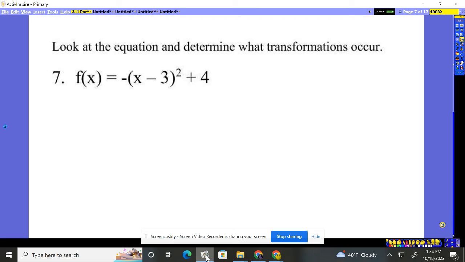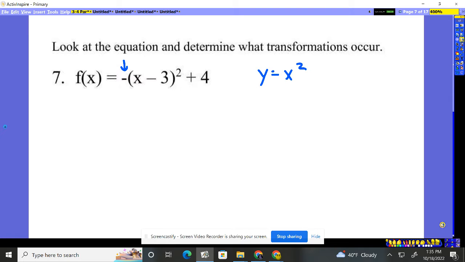All right, number 7, it says, look at the equation and determine what transformations occurred. So we can see the basic equation was y equals x squared. Okay, it's a quadratic. It's a parabola. What did we do to this parabola? Well, first of all, we put a negative out front.